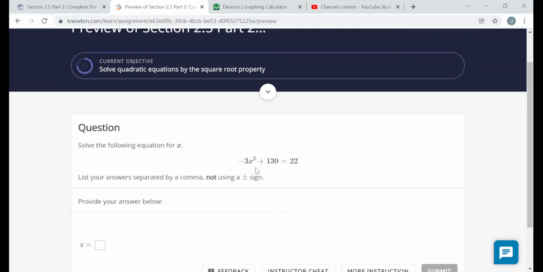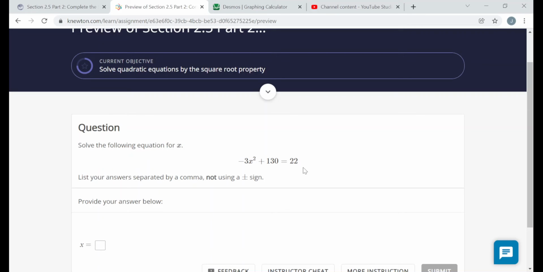I would first subtract the 130, and 130 minus 22 would be 108. So that's negative 108. And then divide that by negative 3. A negative divided by a negative would be positive, and that'd be 36, right? 3 times 36 is 108. So I'd have x squared equals 36.